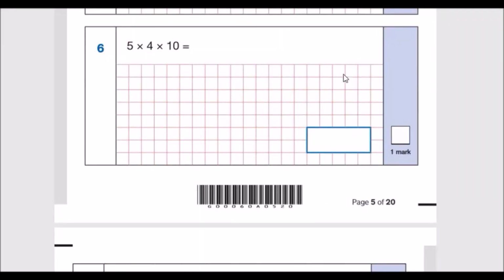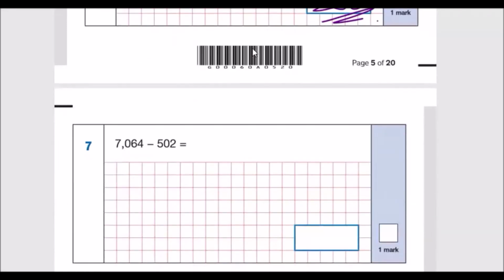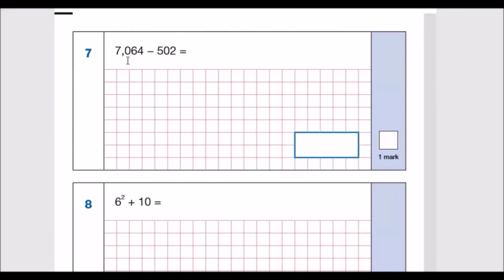So, number 6. 5 times 4 times 10. Now the trick is do 5 times 4 first, which is 20. Anything times 10, you add an extra 0, so it'd be 200. Easy question. 7. 7064 minus 502.